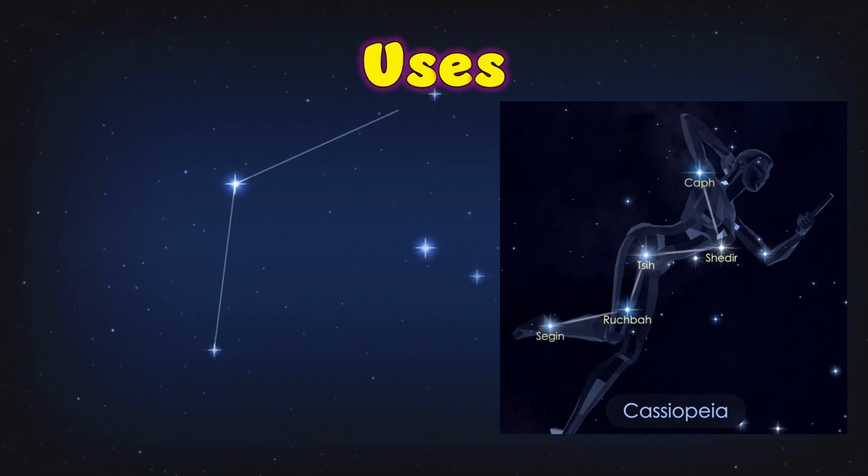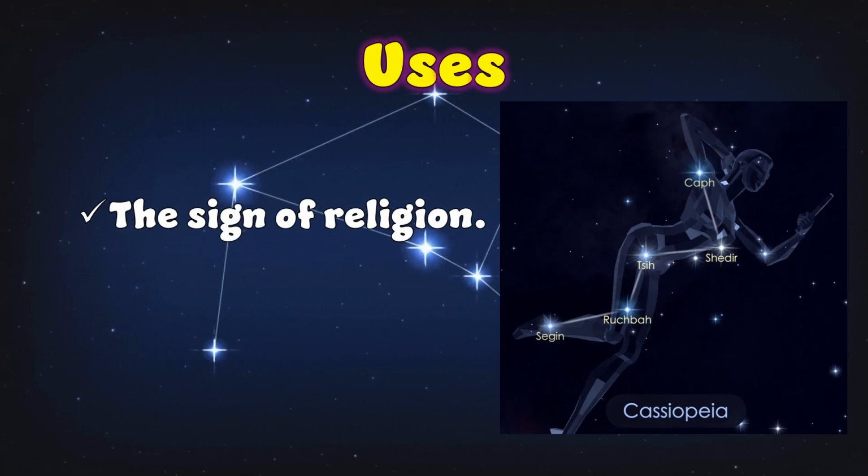It is also a sign of religion. Constellations are linked to myths, legends, and cultural traditions. These stories help ancient people explain natural events and pass knowledge from one generation to another.